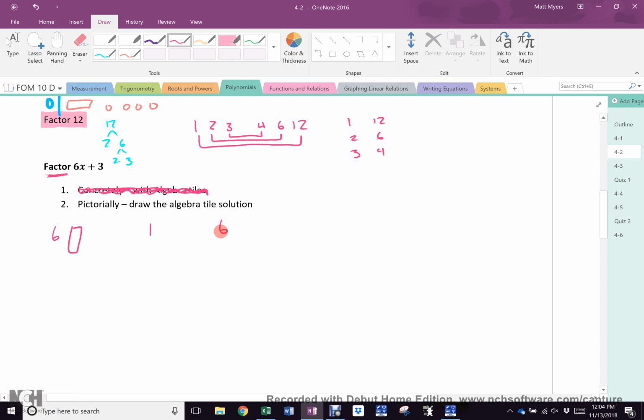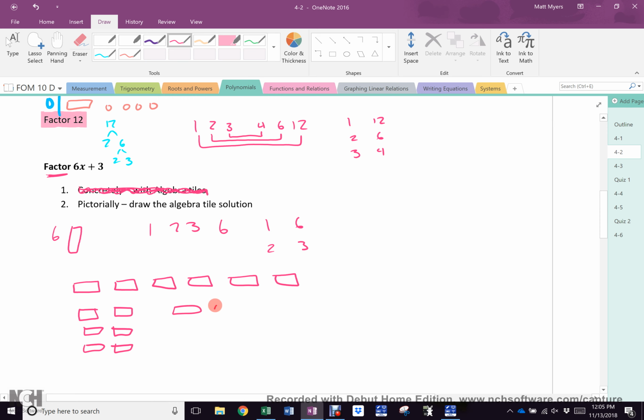Well, I can do 1 and 6 or 2 and 3. So when I make my pairs, it's 1, 6 or 2, 3, correct? So I could either write 6 bars horizontally or 6 bars vertically, couldn't I? Or I could write 2 bars 3 times, or I could write 3 bars 2 times. Does everybody agree with one of these? There's technically 4, but I didn't want to draw 6 vertical. Is everybody okay with that?